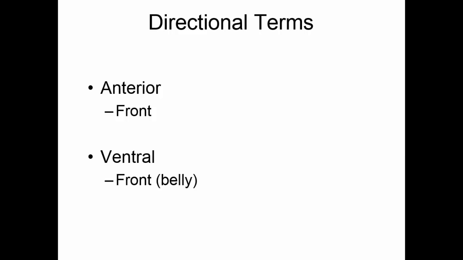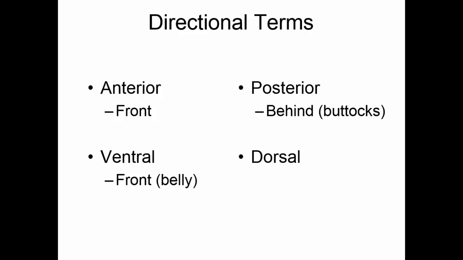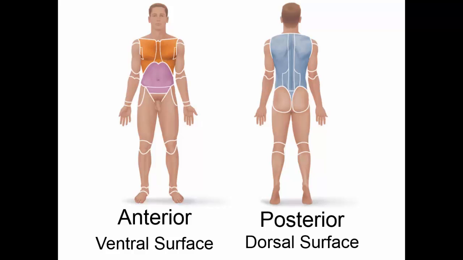Directional terms help us tell where things are. Anterior means the front of. Ventral also means the front or the belly side of something. Posterior means behind. This is the buttocks area of the body. And dorsal means the back, the spine area. You can remember dorsal because sharks have a dorsal fin that runs along their back. So here we see the anterior view, or the ventral surface, and the posterior view, or the dorsal surface.